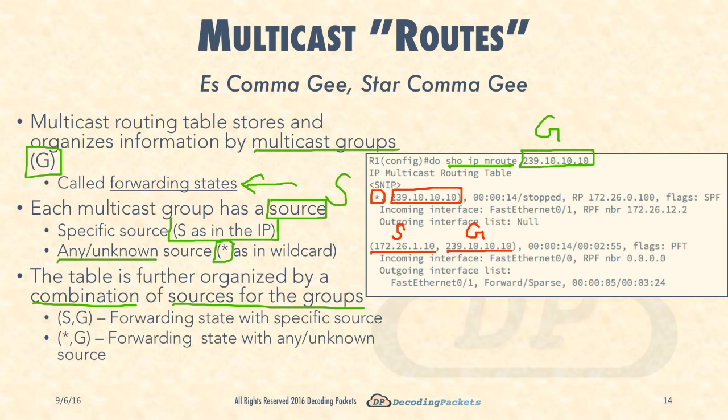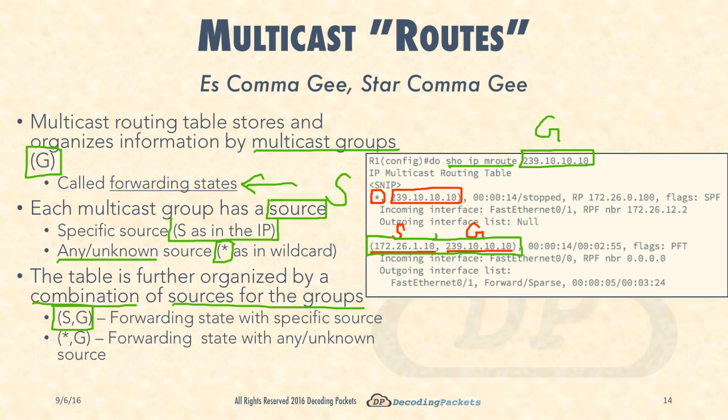So you'll create different forwarding states depending on the known or the unknown source. If the source is known, then you create an S, G forwarding state. And that S, G forwarding state is right here. So there is a known source, 172.26.1.0 in this case, and there is a known group, 239.10.10.10. Now the group is always known because that's how you organize the table. But in this case, this is the S, G.